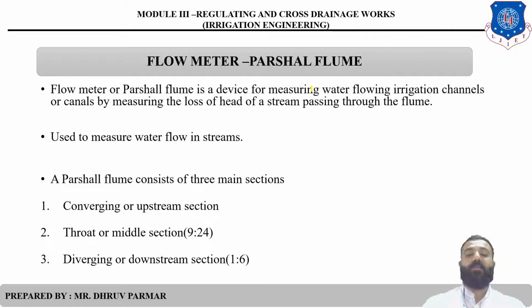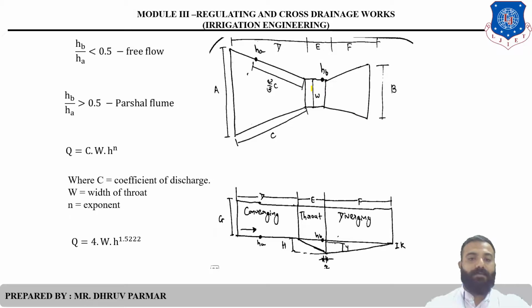The next one, flow meter or partial flume. It is a type of device which measures water flowing in an irrigation channel or canal by measuring the loss of head, clear, while passing through the flume. It is mainly used to measure the water flow in streams. That particular flume has three sections. First one, converging section. Second one, throat or middle section. Third one, diverging or downstream section.